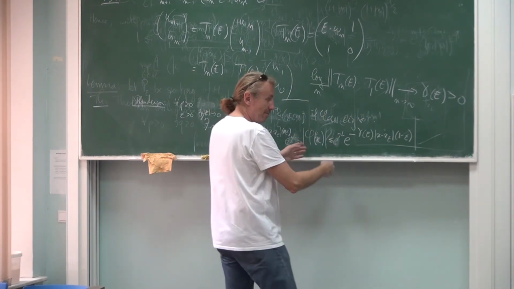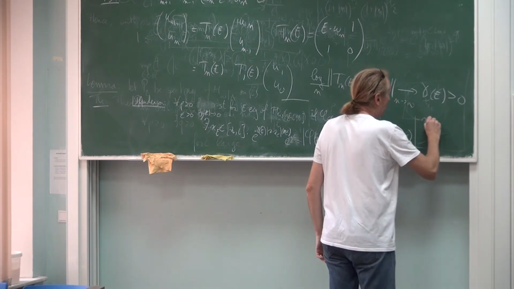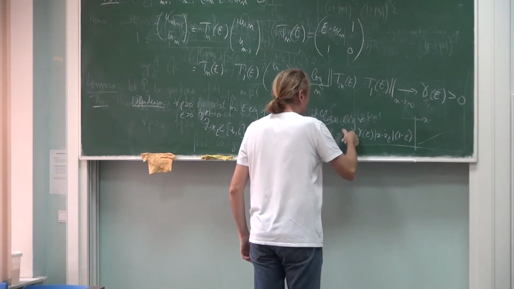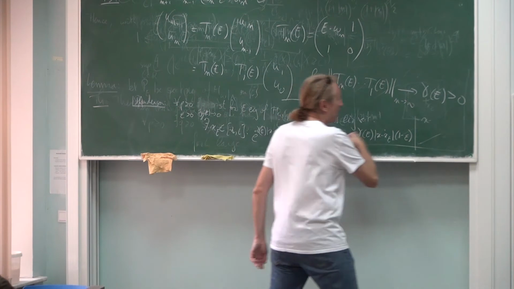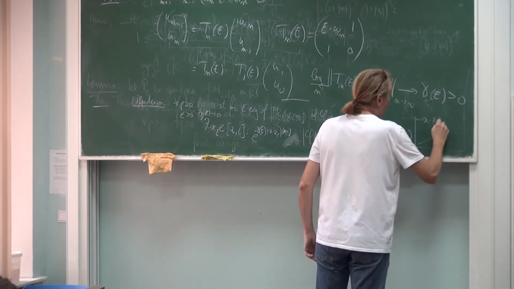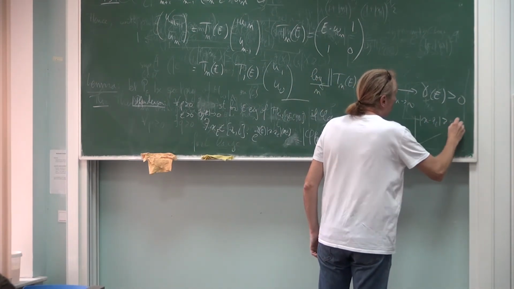You can get rid of this if you assume that x minus x_E is large. Another way to state it is that this is going to be valid if |x minus x_E| is larger than eta L.